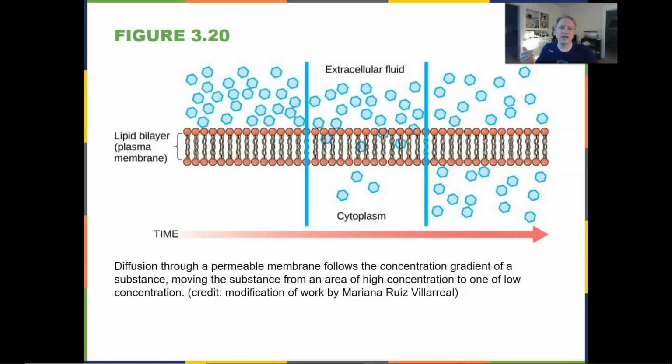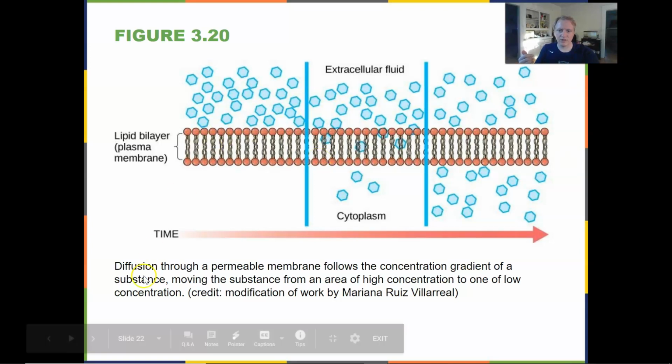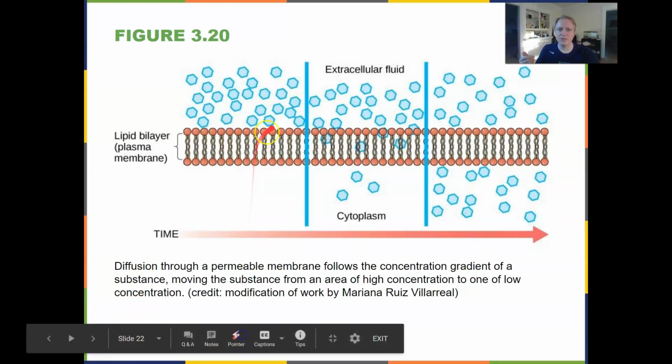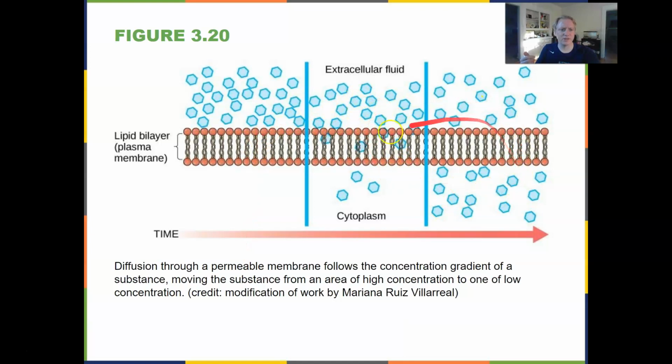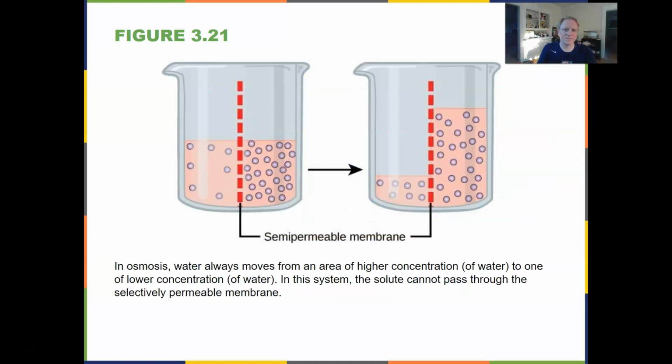And whatever this particle is out here is diffusing across this lipid bilayer. It's high concentration out here, low concentration in here, and so it's slowly diffusing across. But a lot of things cannot cross through that lipid bilayer, which is where the idea of osmosis comes in.